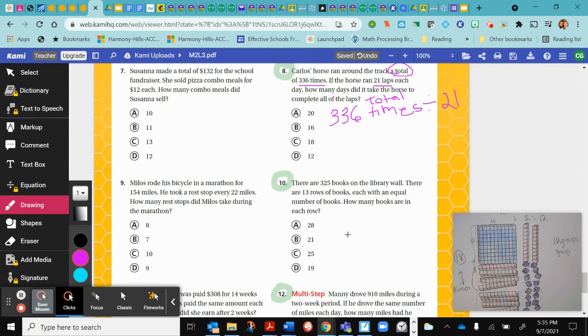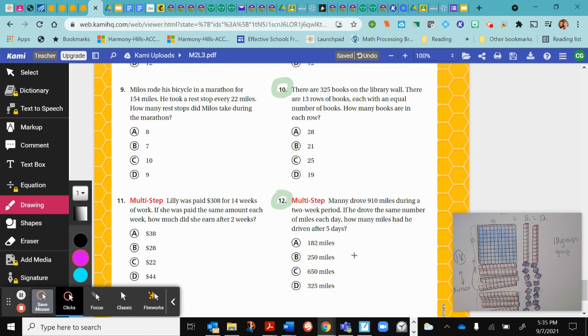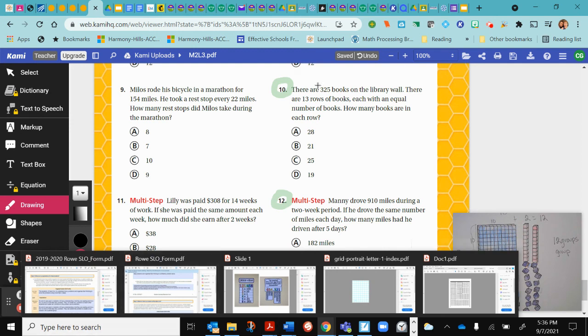You'll do the same with 10 and 12. So later on, I can post the answers for you just to check your work. And then we will go over it tomorrow. And then we're going to continue this activity tomorrow.